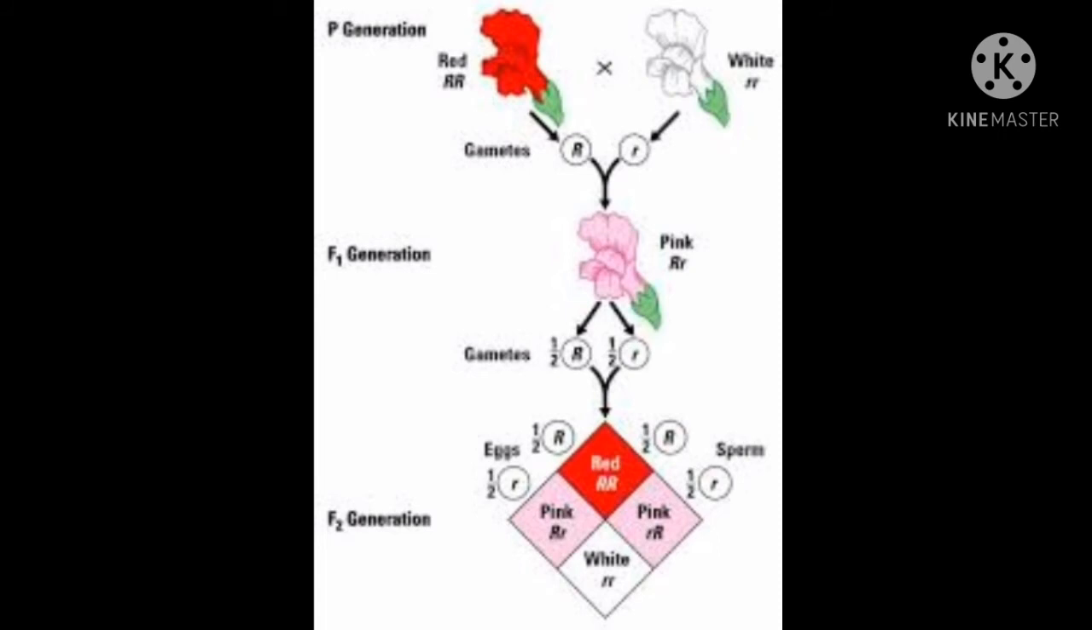In case of incomplete dominance, both the phenotypic ratio and the genotypic ratio are the same, that is 1:2:1. The phenotypic ratio of red to pink to white is 1:2:1. And the genotypic ratio of RR to Rr to rr is 1:2:1. Both the ratios are the same. So this is about incomplete dominance in the snapdragon flower.